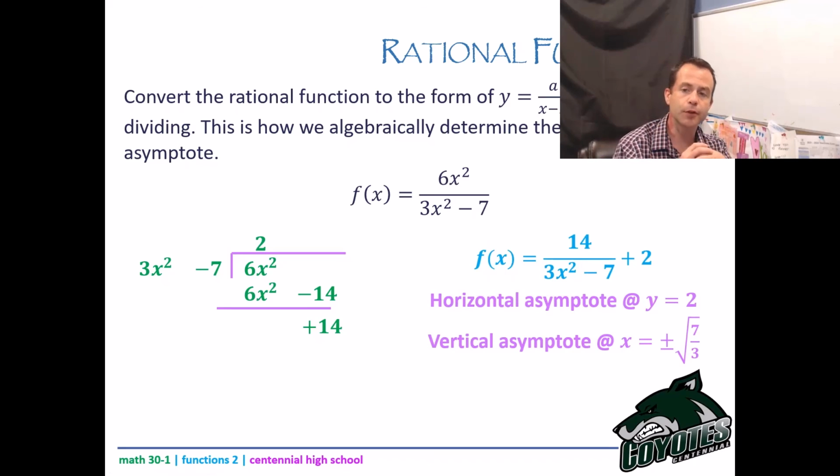And then it gives me a vertical asymptote. I just set that bottom equal to 0. So 3x squared minus 7 equals 0. I add 7 to both sides. I divide both sides by 3. That gives me x squared equals 7 over 3. And so then when I take the square root of that, that could be positive or negative. So I have 2 vertical asymptotes at x equals plus root 7 over 3 and negative root 7 over 3.